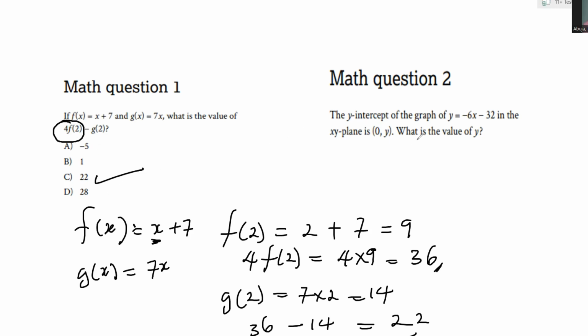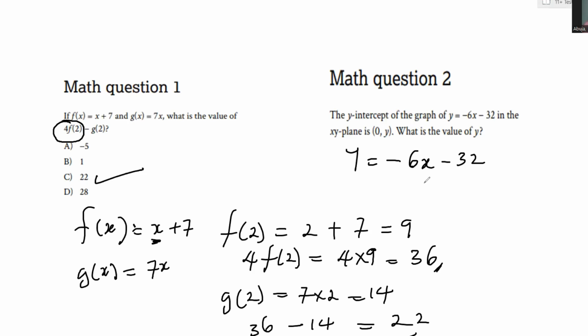Now, question number 2. Question number 2 says that the y-intercept of the graph of y is 6. Now, let me write it here. So we have the y-intercept of this particular relation to the graph. So we have y is equal to minus 6x minus 32.